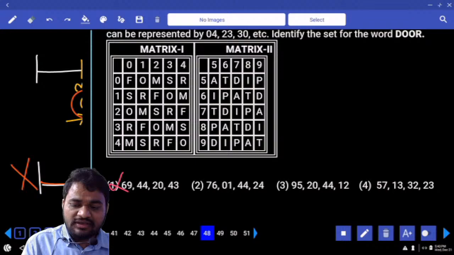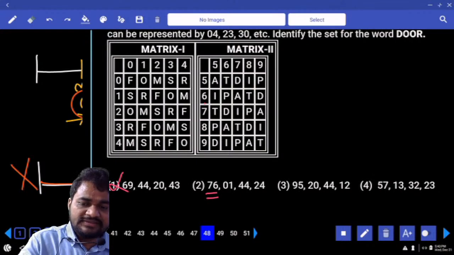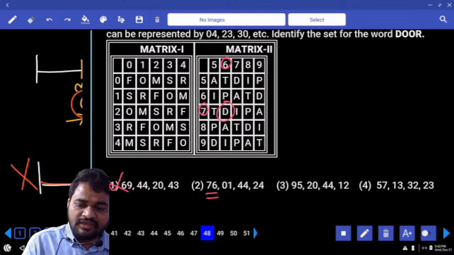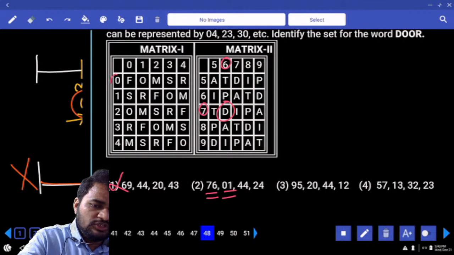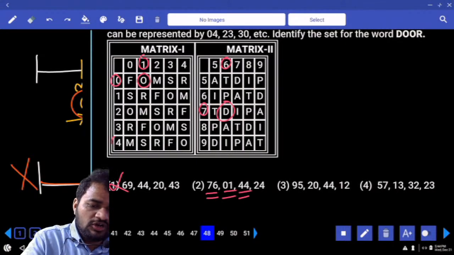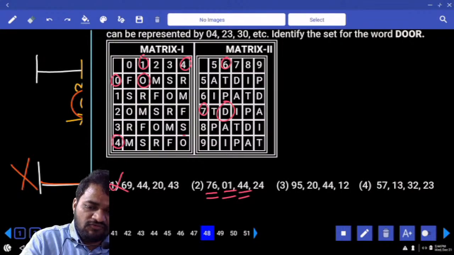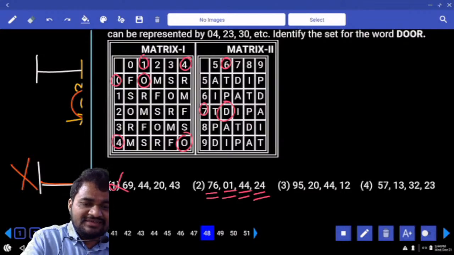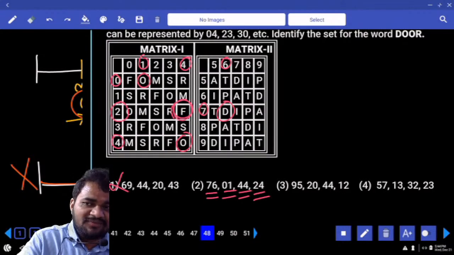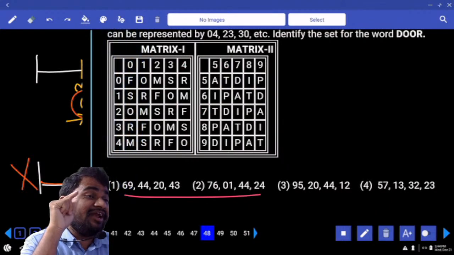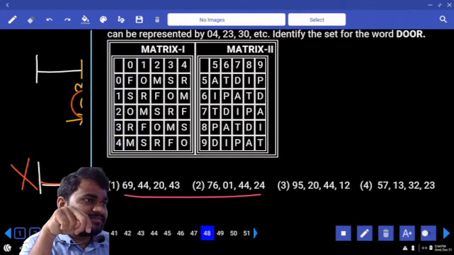Next, now 7th row, 6th column. 7th row, 6th column, we have D. 0th row, first column. 0th row, first column, we have O. Next one, 4, 4. Fourth row, fourth column, we have O. That's also okay. Second row, fourth column, what is there? F. It is eliminated. When options get eliminated like this, a thought comes to your mind.